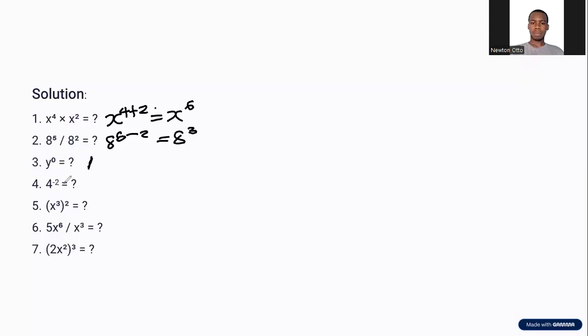4 raised to the power negative 2. There's the negative power law. You just do 1 over 4 raised to the power 2. So don't put a negative here. And 1 over what is 4 squared? This is 4 times 4, which is 16. Next, x raised to the power 3, all raised to the power 2. So this is what? The power law. And this will give us x raised to the power 3 times 2, which is x raised to the power 6.